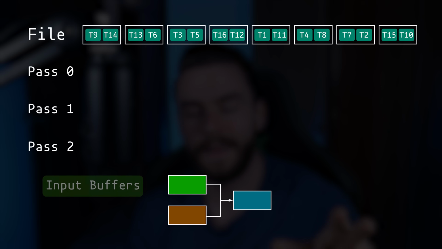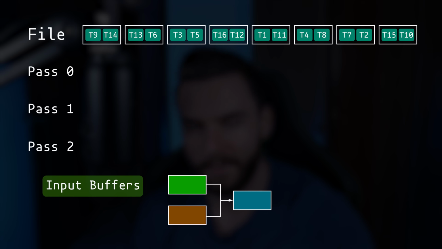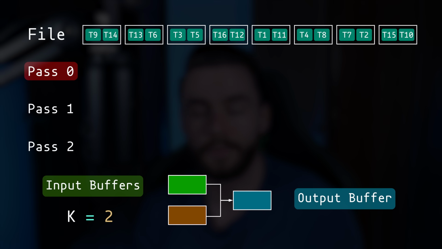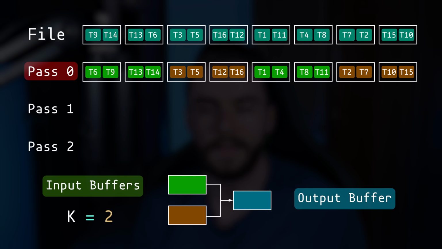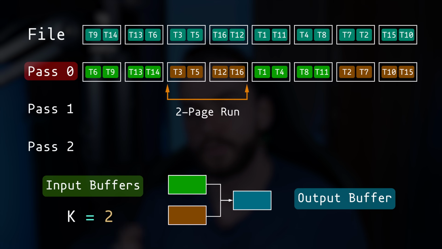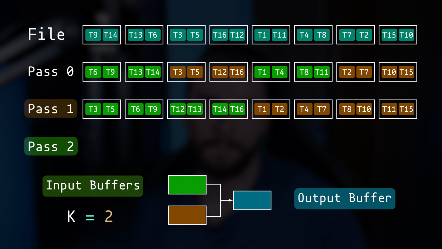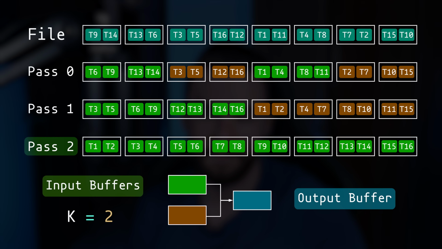The algorithm has k input buffers for reading pages and one output buffer for writing pages. Let's say k equals 2. In that case, pass 0 would do something called 2-page runs. Each run produces a sequence of 2 pages that are fully sorted from start to end. Then pass 1 is able to do 4-page runs. Pass 2, 8-page runs. Pass 3, 16-page runs, and so on.